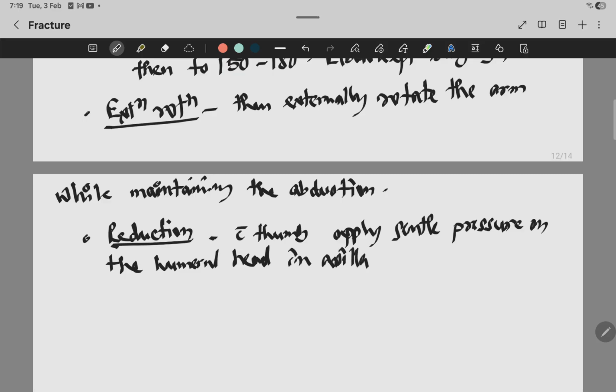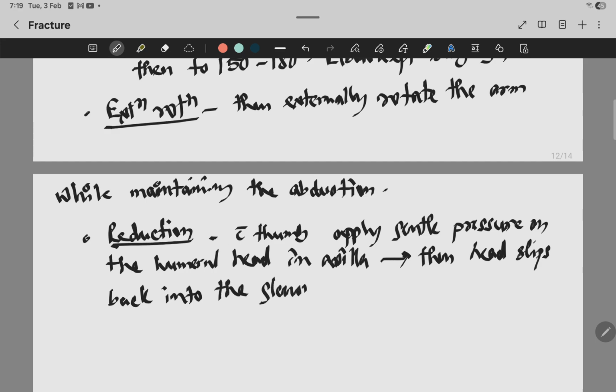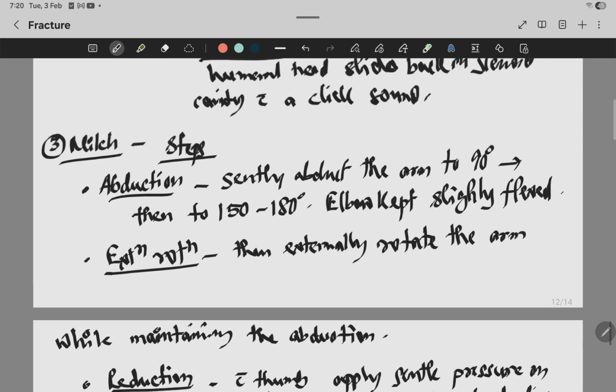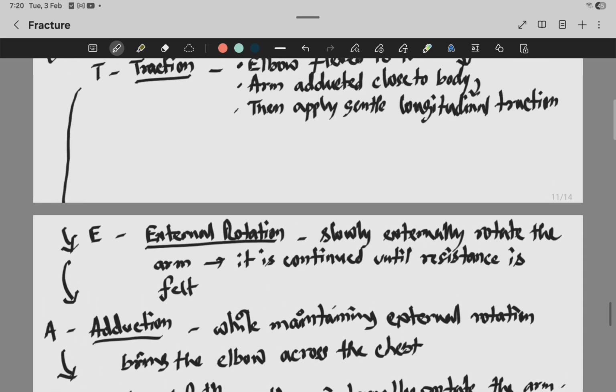Then the head slips back into the glenoid cavity. So this is the Milch method. Most commonly used is Kocher's method.